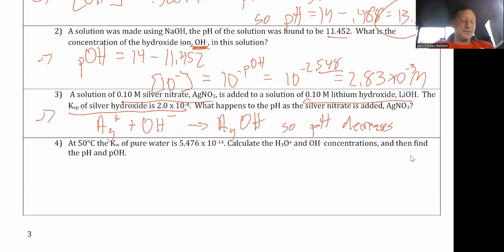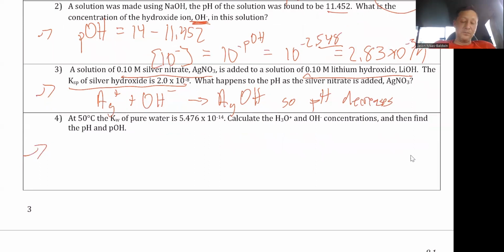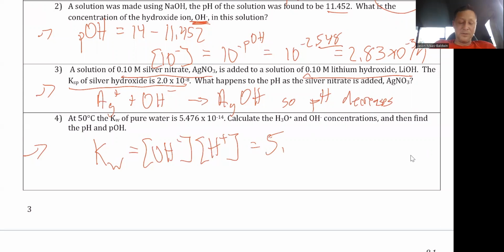Okay. If we were asked to find, it tells us the Kw of water at 50 degrees Celsius. I'll just set this up for you and then let you figure it out. It asks for the pH and the pOH. We know the Kw expression is OH minus times H plus, and basically it's telling us at this temperature it's equal to 5.476 times 10 to the minus 14.